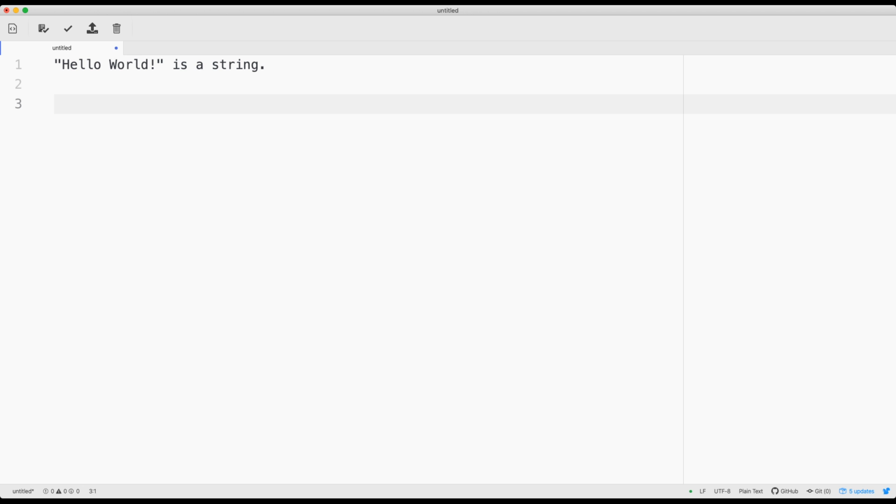Something like "Hello World!" is a string, and in most programming languages, for example C, the quotes are not actually part of the string. The quotes just denote that I'm about to start a string, and then end a string. What we want to do is encode this thing in ASCII.